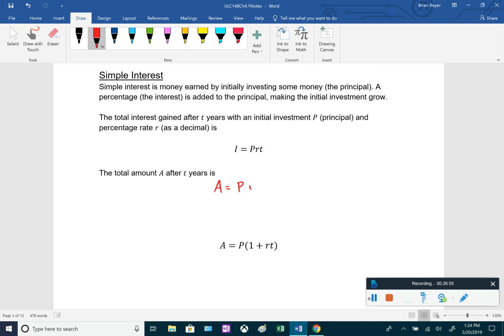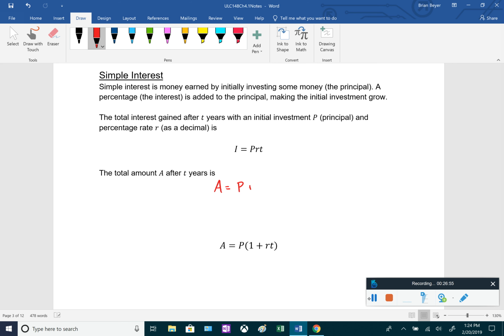So let's do an example with these. Let's say you invest $1,000 in an account for 5 years at a simple interest rate of 6%. And we want to know how much interest you will have earned after 5 years. So we're looking for interest. So it's going to be I equals P times R times T.